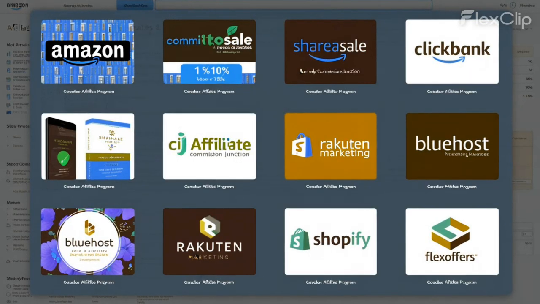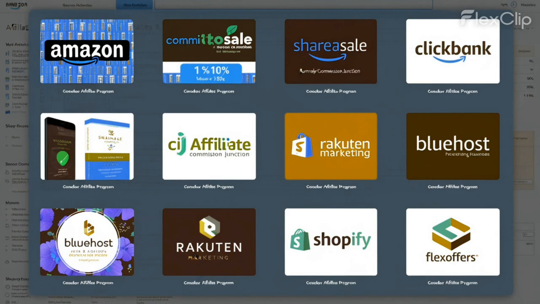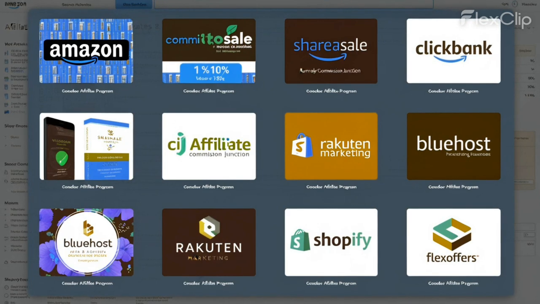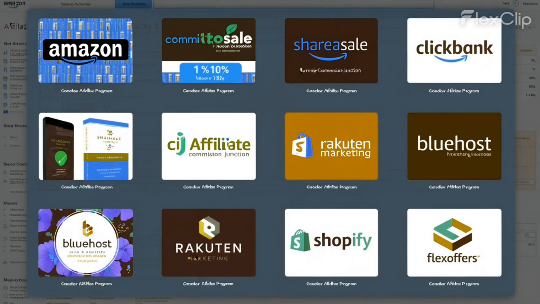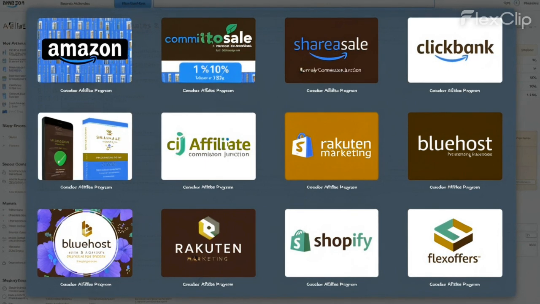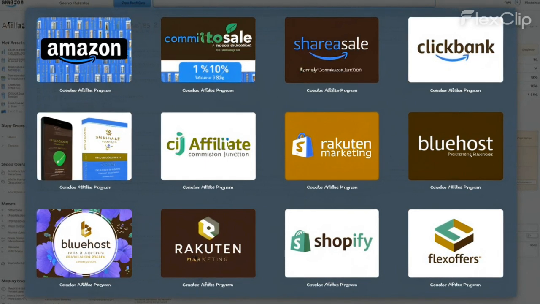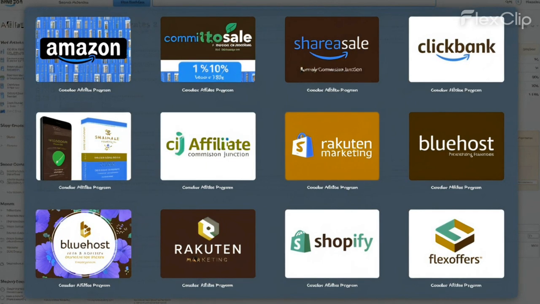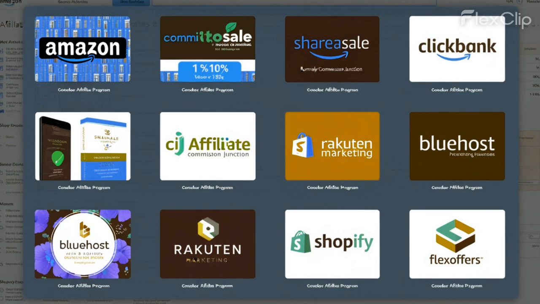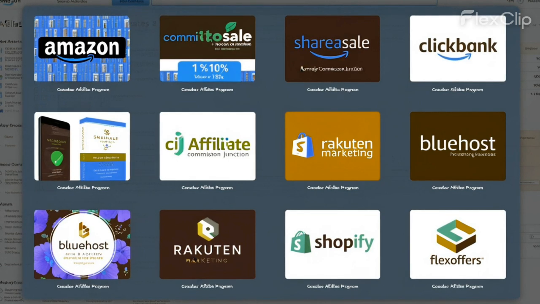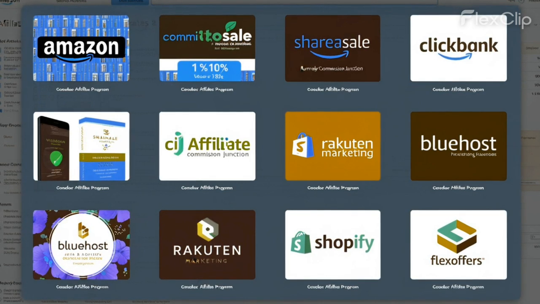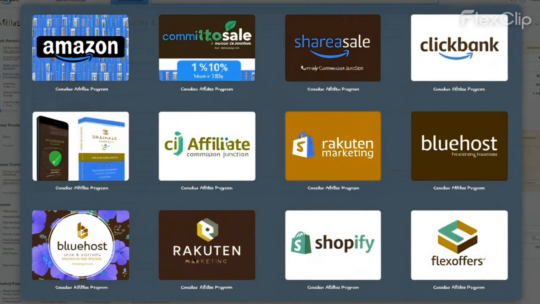Cost per thousand, CPM. Description: affiliates earn a commission based on the number of impressions or views an ad receives. This is common in display advertising. Example: display banner ads on blogs or websites, where affiliates are paid per 1,000 views.